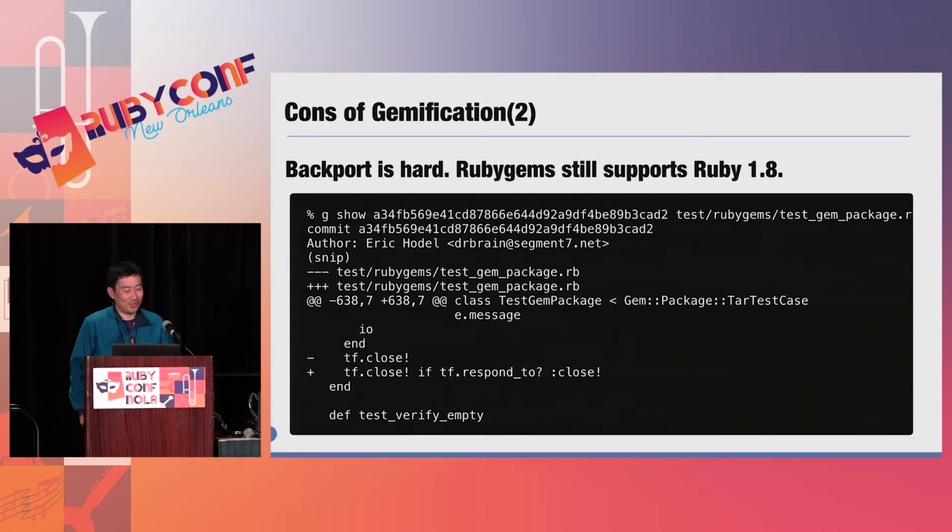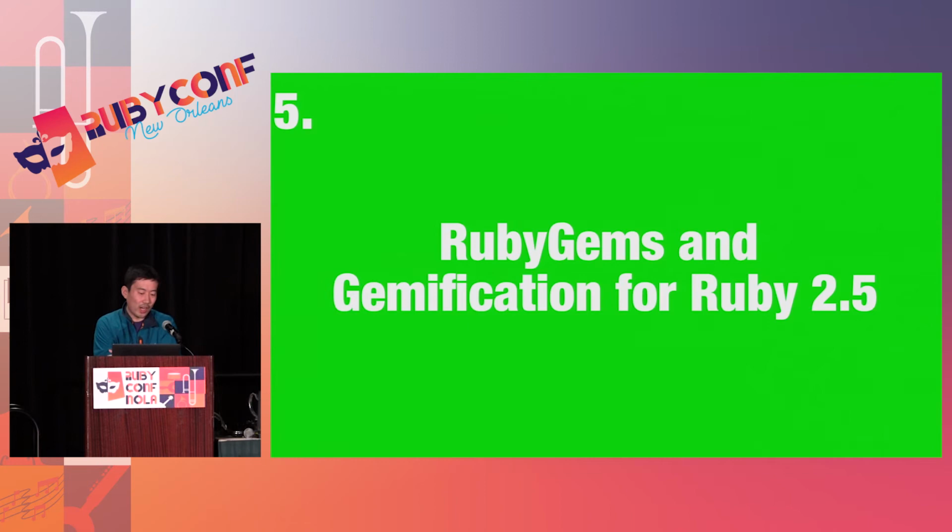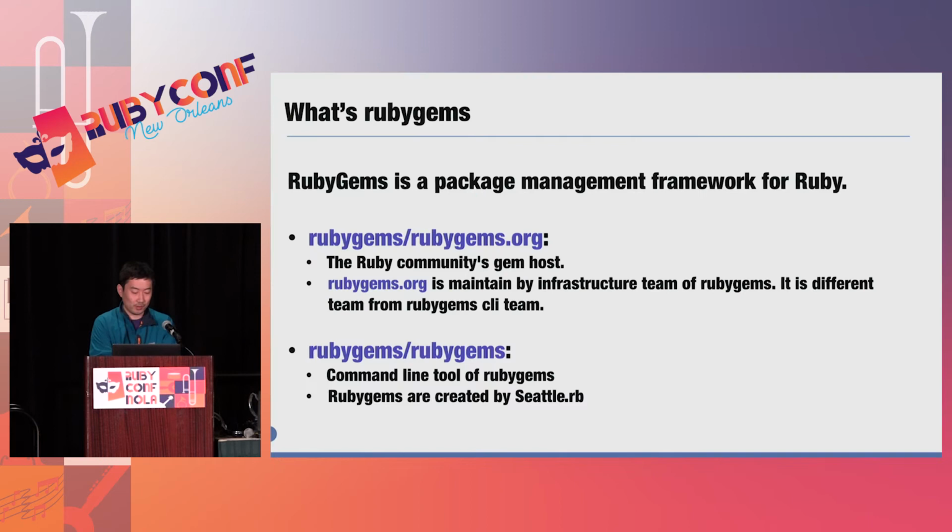So I'll introduce the progress of the Ruby 2.5 gemification project. First of all, I'll explain the repositories of RubyGems. rubygems/rubygems.org is the Rails application that runs the RubyGems site. rubygems.org is a different team from the CLI and library team. rubygems/rubygems is the command line tool of RubyGems. Samuel and I maintain the RubyGems library, and I merge backports into the Ruby core repository from the rubygems/rubygems repository.